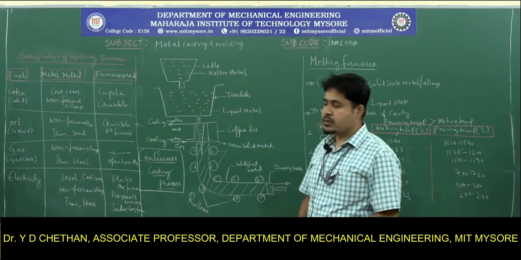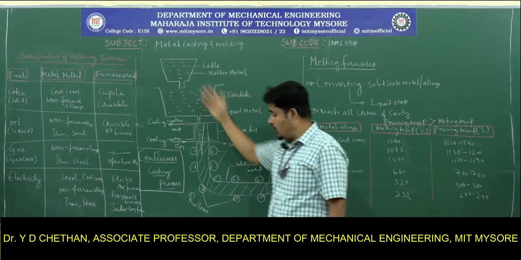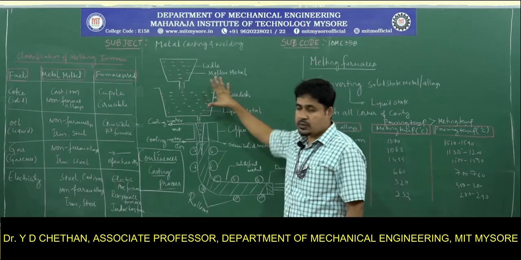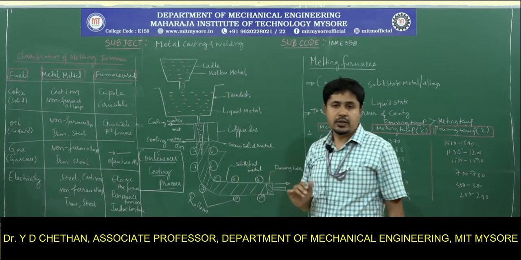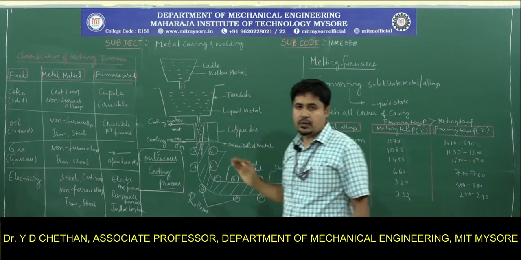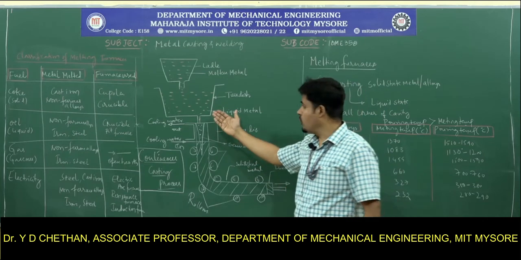In continuous casting, you are feeding liquid metal at one end and you are getting the product at the other end. That's why this process is designated as the continuous casting process. Here the tundish is provided. The function of the tundish is to reduce the whirling action of the liquid metal.